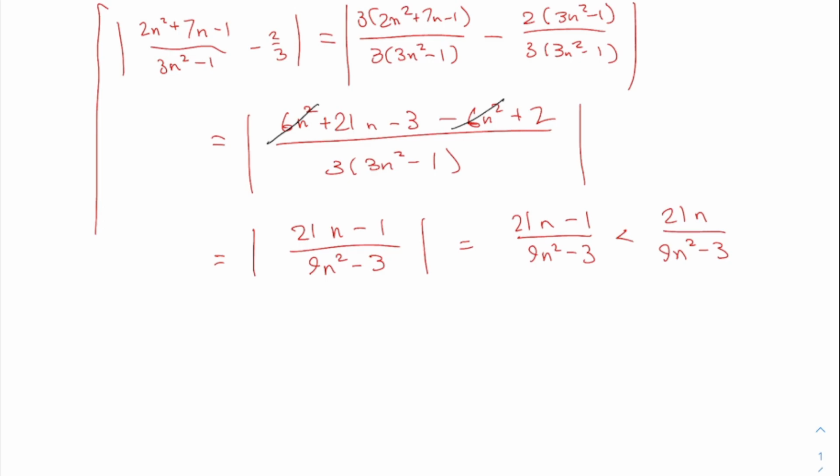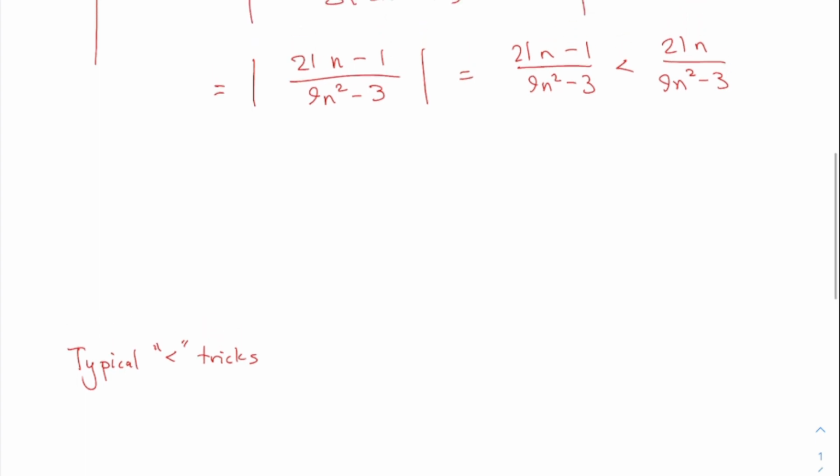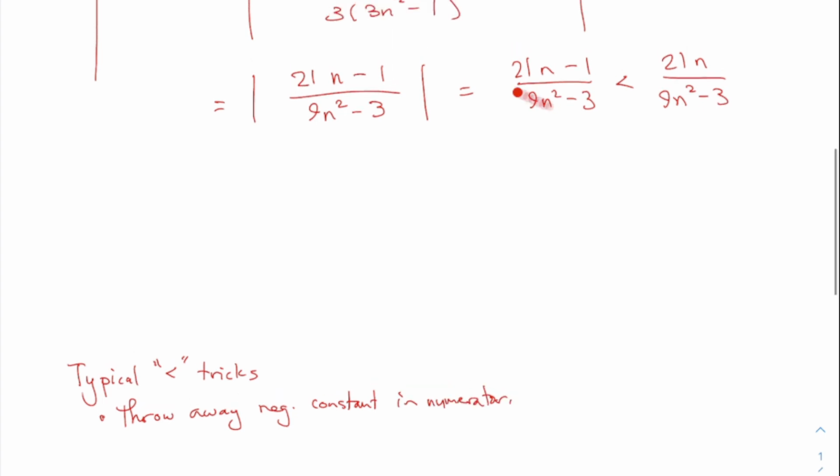I don't know how this is going to work on your paper, but I'm going to try and summarize some typical less than tricks. I just did one of them, and that is: throw away a negative constant in the numerator. Often you'll get to this step and you just won't know what to do next to simplify it. Typical tricks that you would do here, using a less than sign. One of them is you can throw away a negative constant in the numerator.